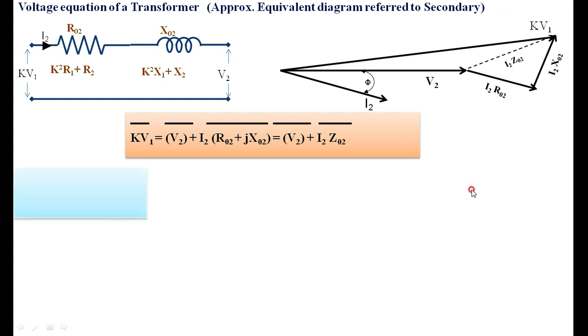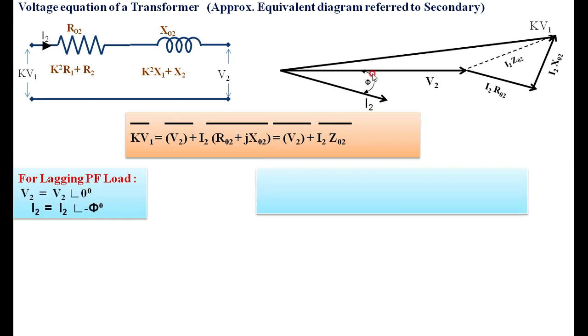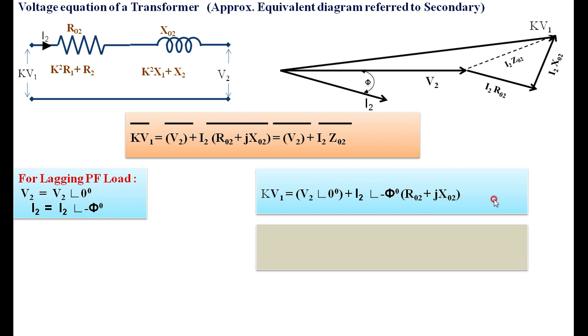For different power factors you can write here: V2 is taken as a reference, therefore write V2 at an angle of 0 degrees. Then I2 is with the power factor lagging or leading. Here I am considering lagging, therefore I am taking it as minus phi. Therefore, K V1 is equal to V2 at an angle of 0 plus I2 at an angle of minus phi into R02 plus jX02.